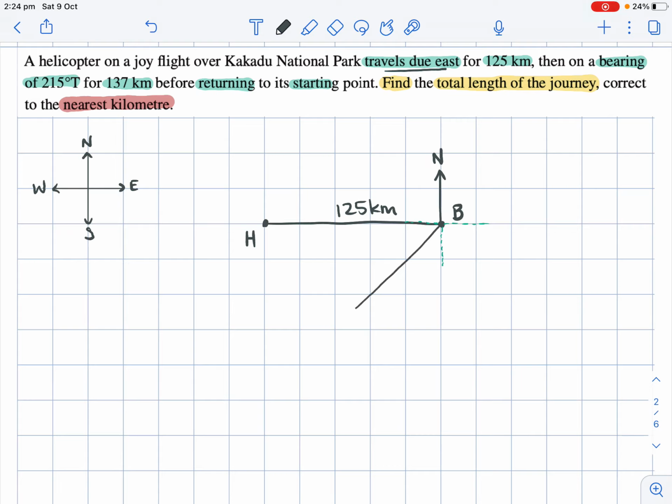And it goes on this bearing for 137 kilometres. And 137 is bigger than 125, so I've made that line a little bit bigger.